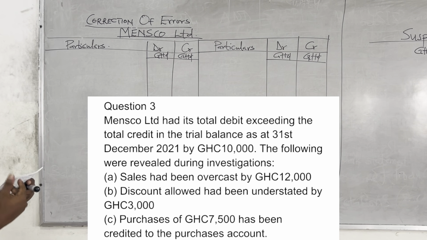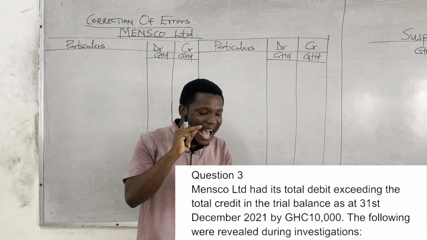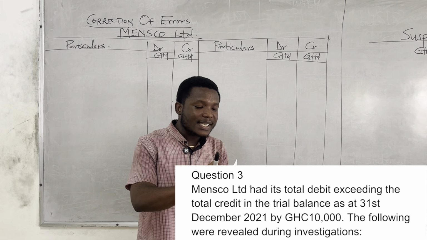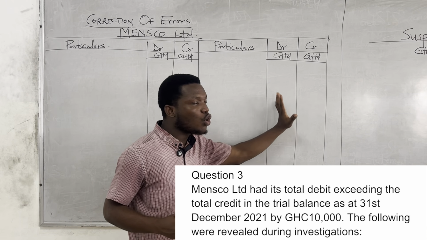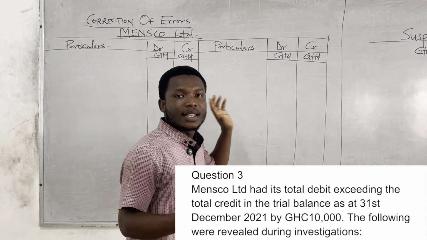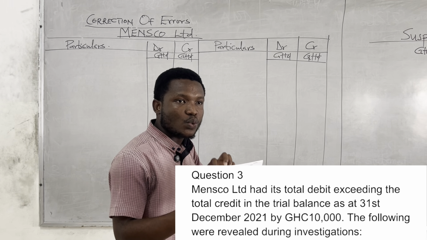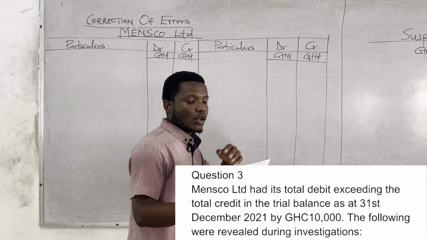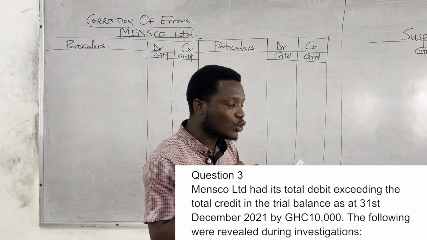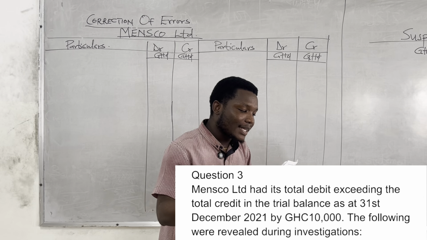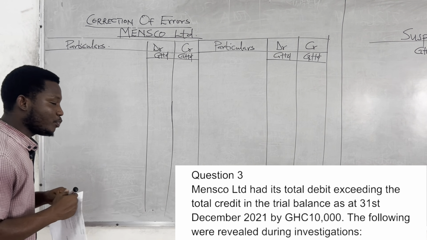The first one. Now, this one is English. Please pay attention. Mensco Limited had its total debits exceeding the total credits in the trial balance. So the trial balance that Mensco Limited prepared, this was the difference that made us know that the following errors occurred. So this is what it means: total debit balance exceeding the total credit. So let me do a simple example for you here.